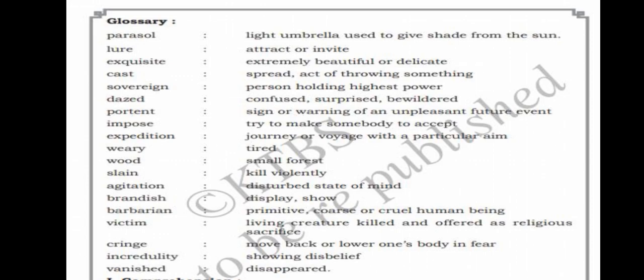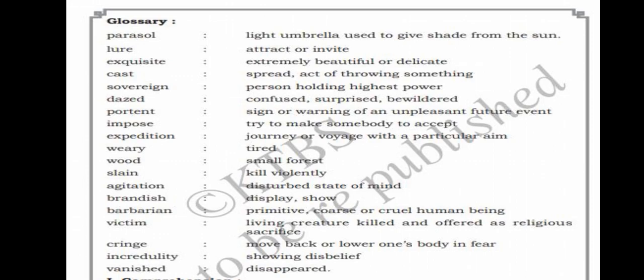Next, slain, killing violently. A barbarian was killing a man, so that is to kill violently. Agitation, a disturbed state of mind, that means not having a good state of mind. He was disturbed. Brandish, to show, open and show. Barbarian, a cruel human being.